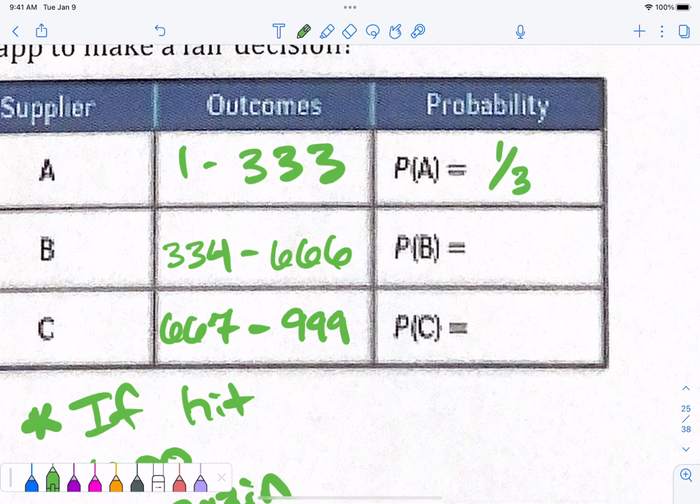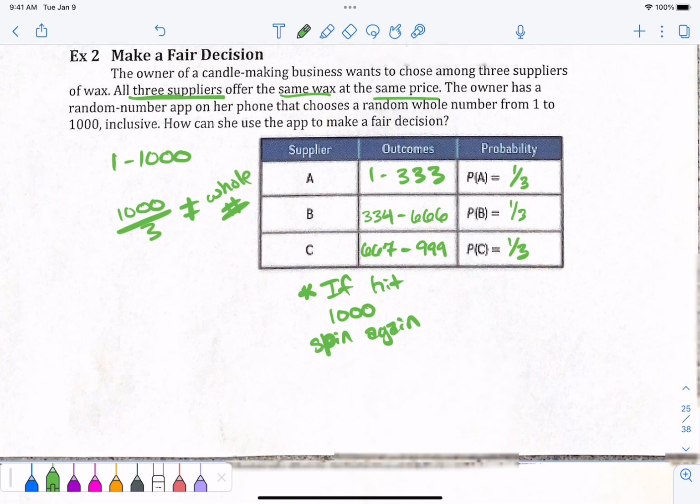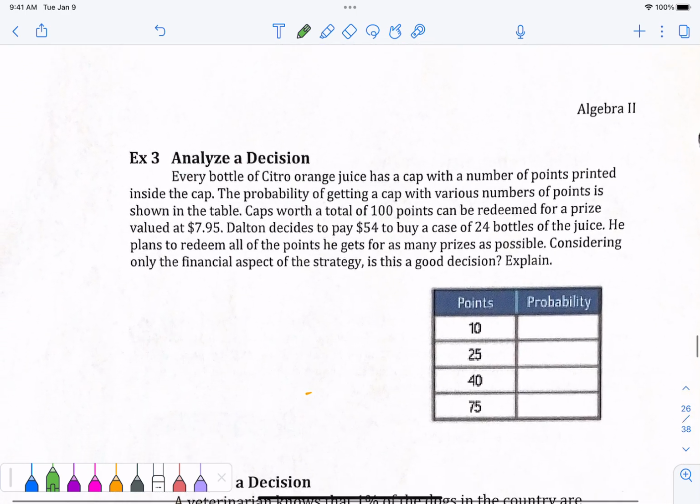1/3, right? Or a 33% chance, 1/3, 1/3, right? Everybody has an equal chance of happening because they all have 333 numbers. It's just that one number. If we end up hitting that number, we spin again, and that's no big deal. We could totally do that. Okay, so we make it fair by making it a number that is divisible by 3. True? Okay, all right, next.